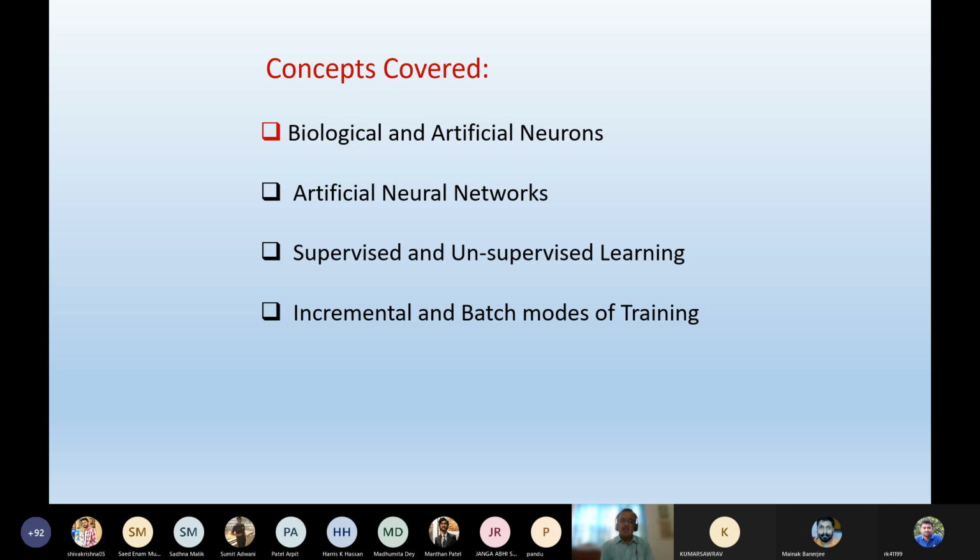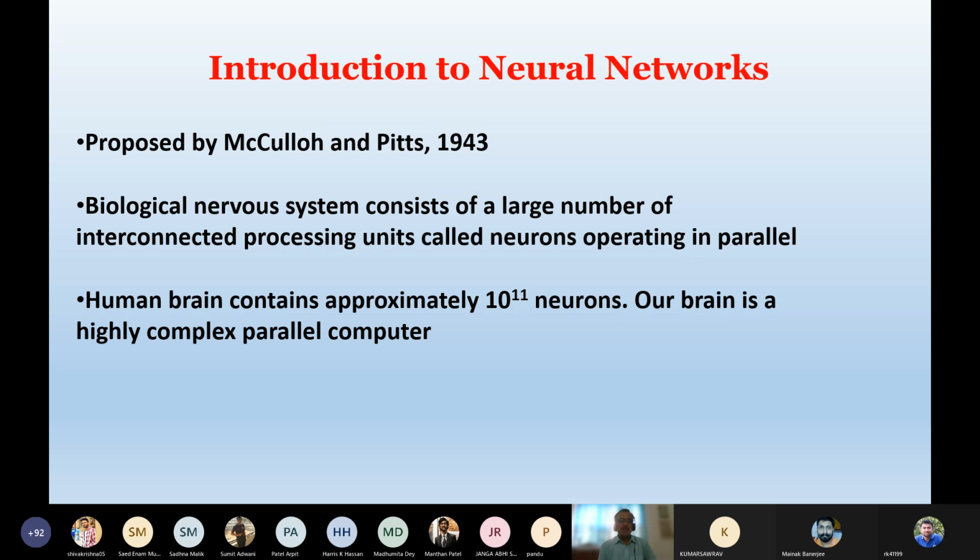We human beings copy everything from nature. So our brain will be modeled in the artificial way in the form of artificial neural networks. Now, before I go on to discuss that, let me give some information. The concept of neural network was proposed by McCulloch and Pitts in the year 1943.